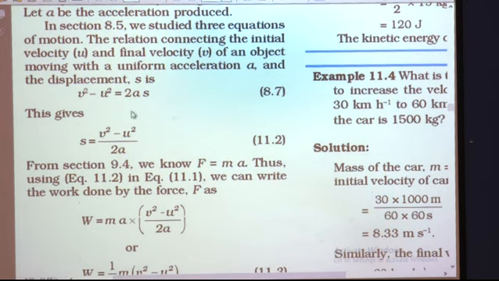What we have done? We have just taken this 2a to the LHS. Here there is multiplication, so it will go in the denominator, it gets divided, isn't it? So, S is equal to, that is displacement is equal to V square minus U square upon 2a. Now, in chapter number 9, we have learnt another equation, that is F is equal to ma, means force is equal to mass into acceleration.